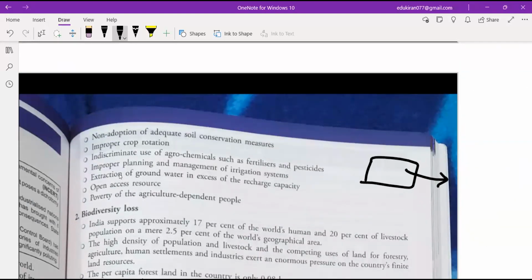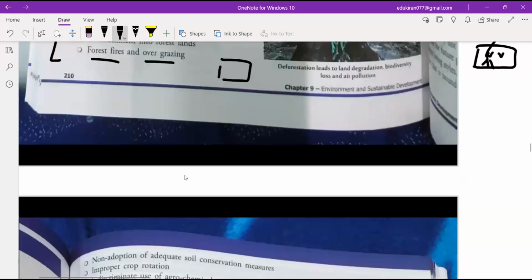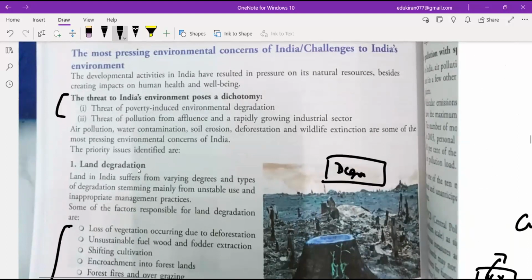Then excretion of groundwater in excess of the recharge capacity, open access resource, poverty of the agriculture dependent people. These are basically what lead to land degradation. Clear? So the first problem is land degradation.